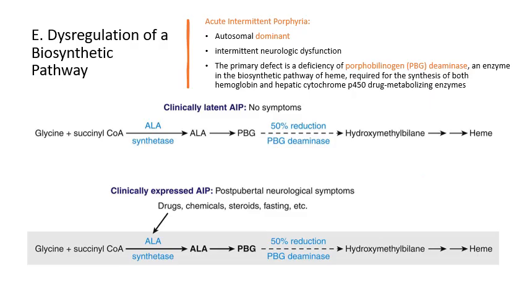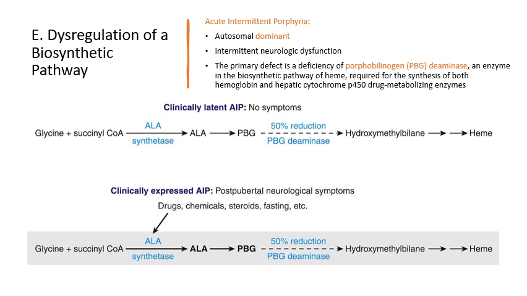Another mechanism is dysregulation of a biosynthetic pathway, and an example used here is acute intermittent porphyria. It is an autosomal dominant condition, and it causes intermittent neurologic dysfunction. The primary defect is a deficiency of porphobilinogen deaminase, an enzyme in the biosynthetic pathway of heme, required for the synthesis of both hemoglobin and hepatic cytochrome P450 drug metabolizing enzymes.